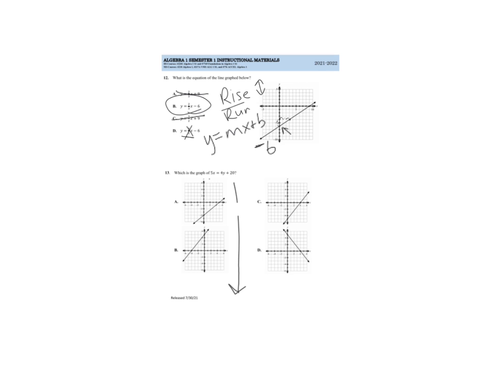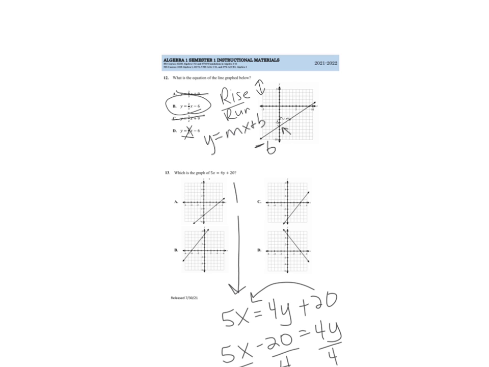Well, I got to get this into the right format, don't I? So let's start there. So this is the equation. I need to say y equals. So I'm going to get this 20 out of the way. 5x minus 20 now equals 4y. Then I'm going to divide by 4. And I'm going to get 5 over 4x minus 5.